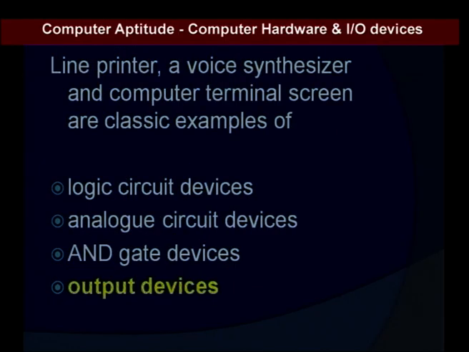Next, a line printer, a voice synchronizer and a computer terminal screen are classic examples of output devices. Printer is also an output device, right? We have to see it in the first slide. So, that is an output device.